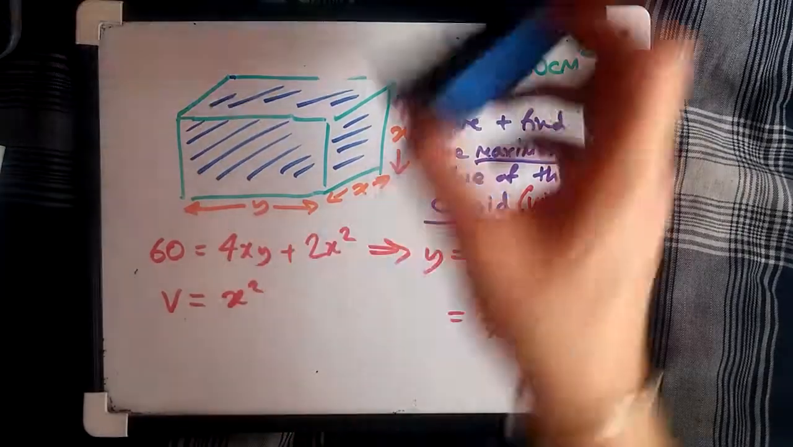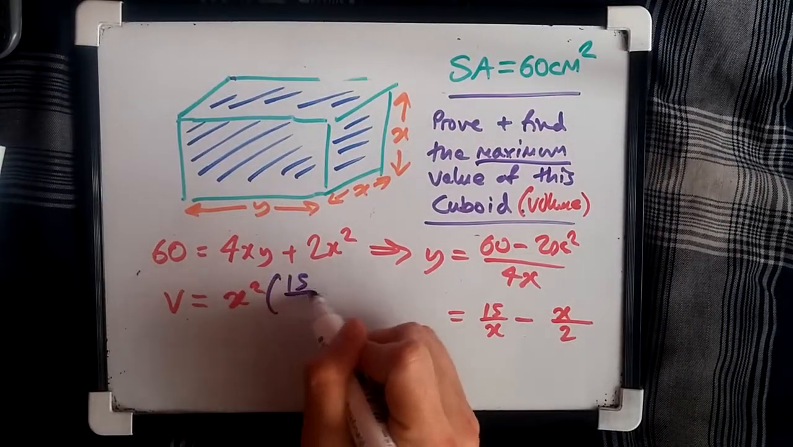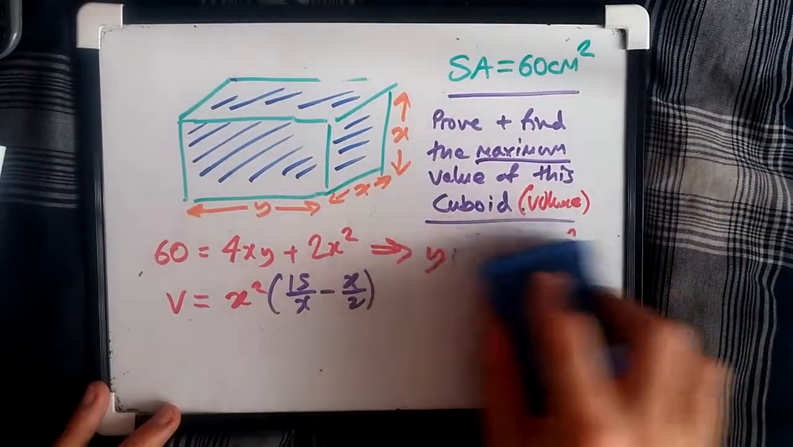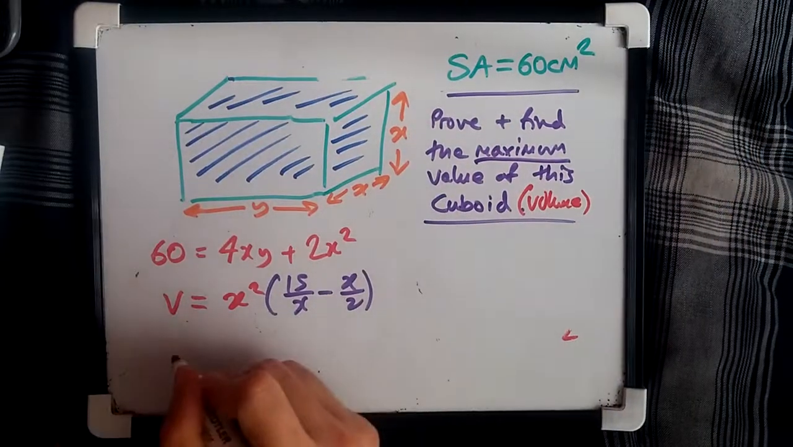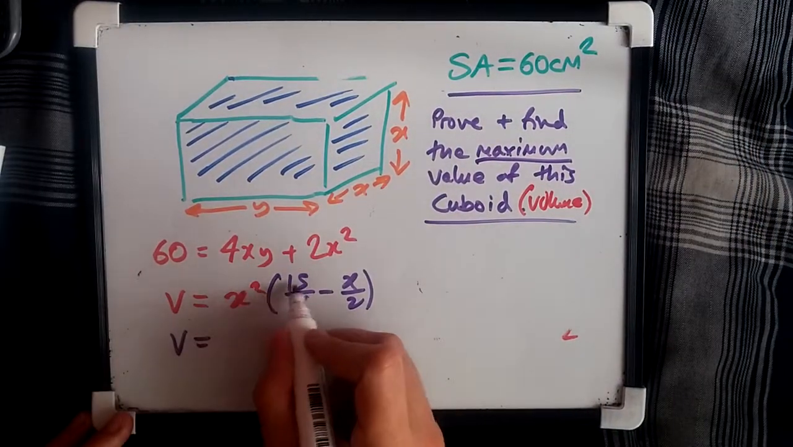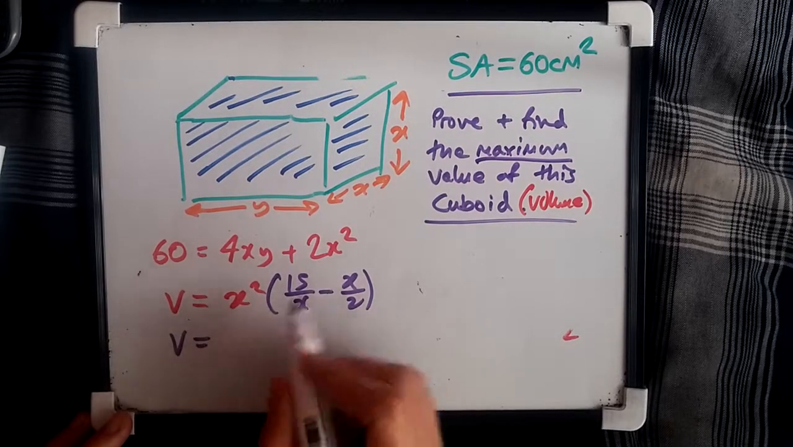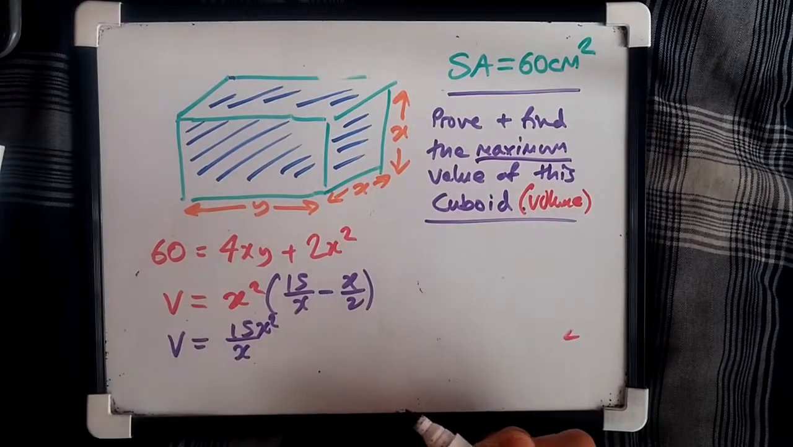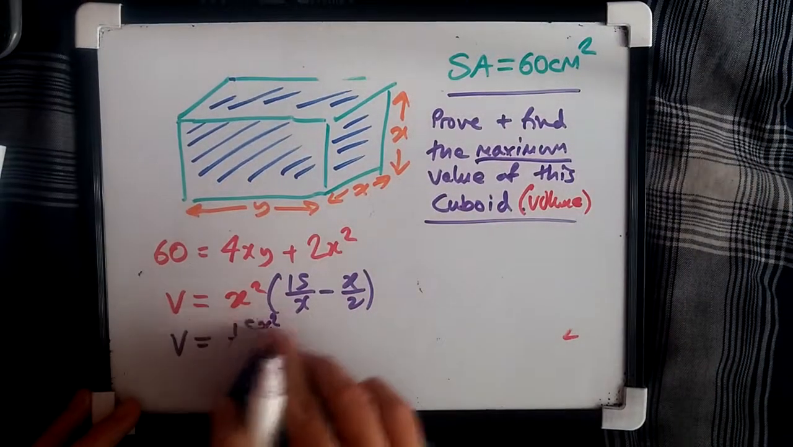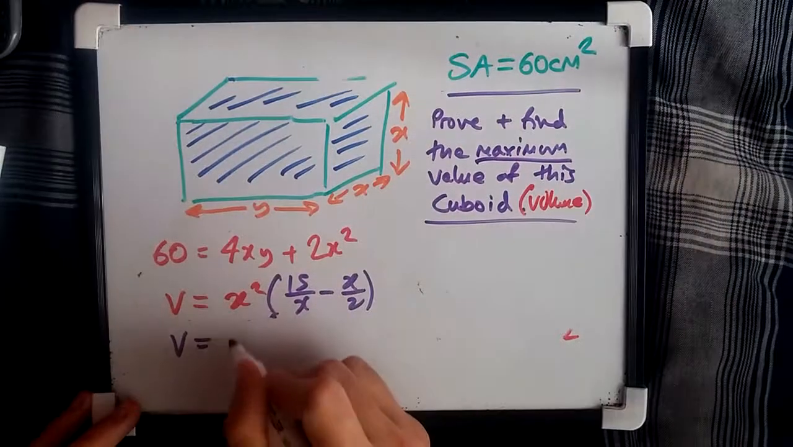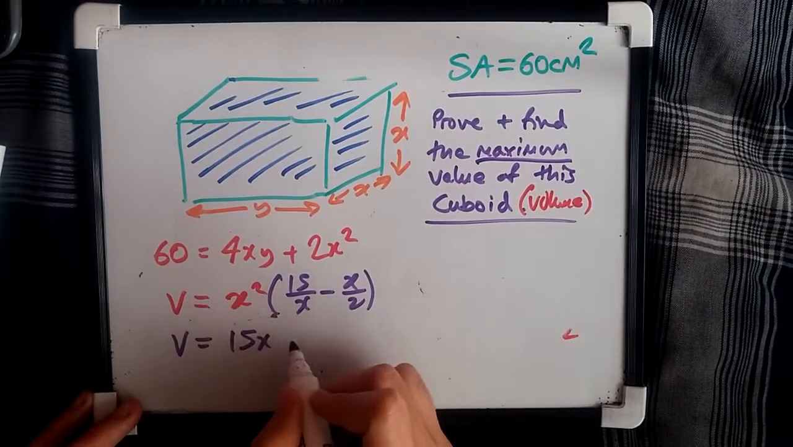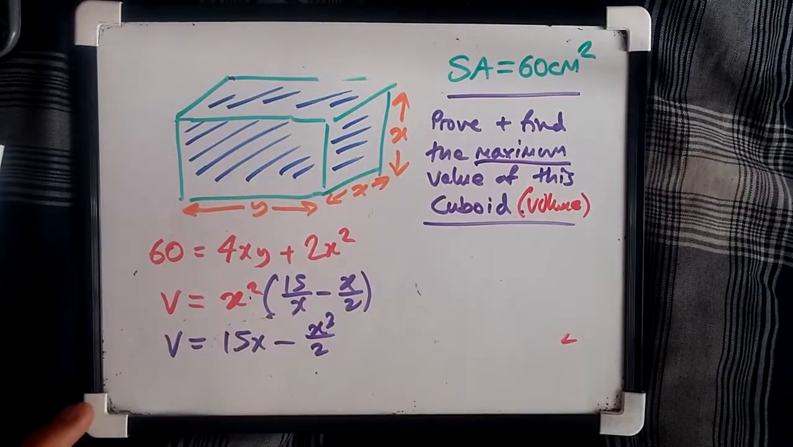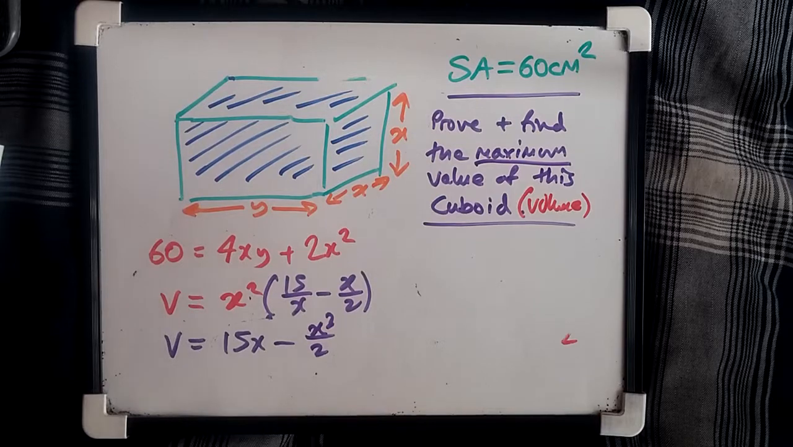So replacing y with our newly found 15 over x minus x over 2, and expanding this, we should get V equals x squared times 15 over x, which is 15x squared over x, which eliminates one x. So we're left with 15x. Why? Because we eliminate one term each. Minus x squared times x will give us x cubed over 2. Simple. Now, what do we do here?